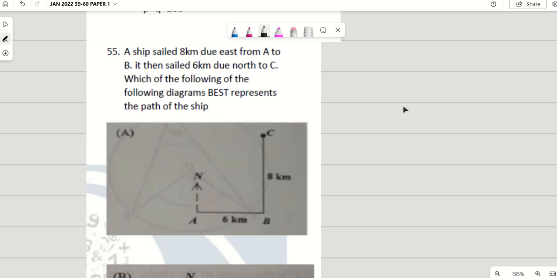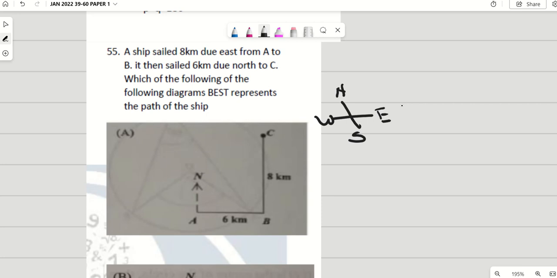Let's look at number 55. A ship sailed 8 kilometers due east from A to B. So if we know this is north, south, and then west and east, north, south, west, east. When they're telling you that this arrow above is north, they're saying that to B, it sailed 6 kilometers due north.